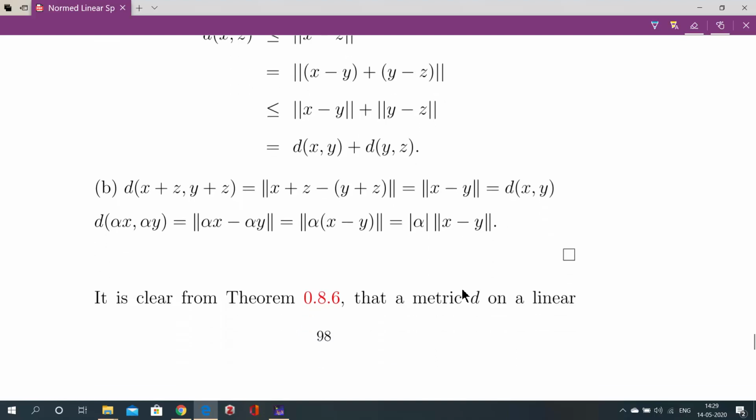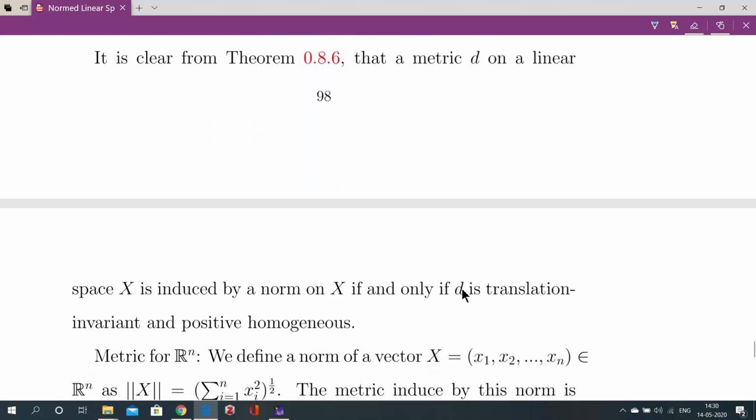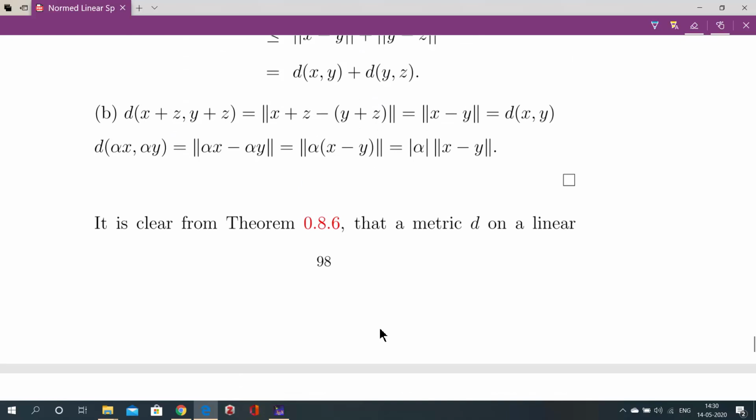So it is clear from this theorem that a metric d on a linear space is induced by a norm on X if and only if d is translation invariant and positive homogeneous. So thank you. In today's lecture, we have discussed the normed linear space and some examples related to normed linear spaces. Thank you.